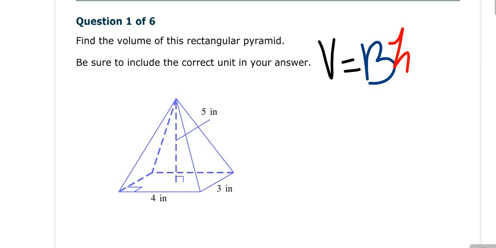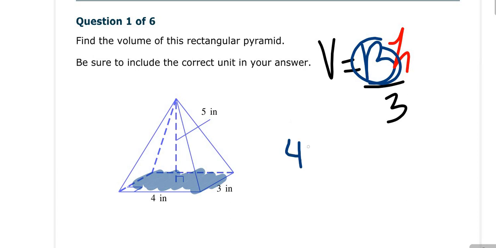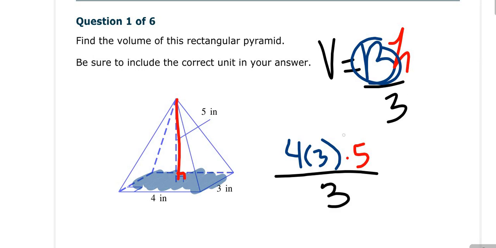Base always means the area of the base. So in this case, the area is a rectangle. So our base area is going to be 4 times 3. The true height, or the altitude here, is 5 over 3. That reduces, so we simply get 20 inches cubed.